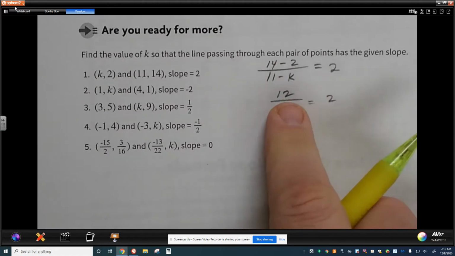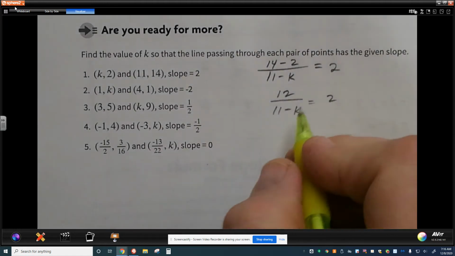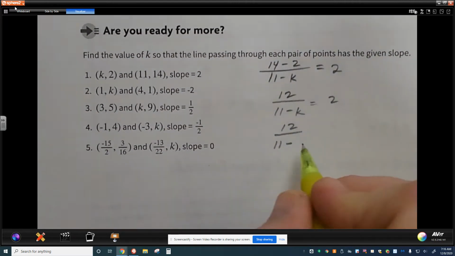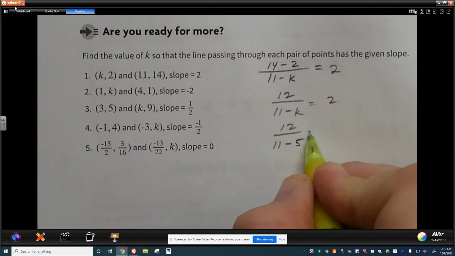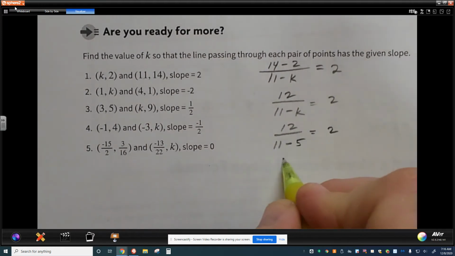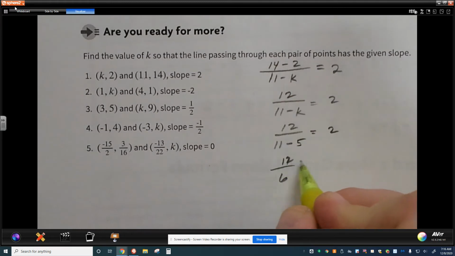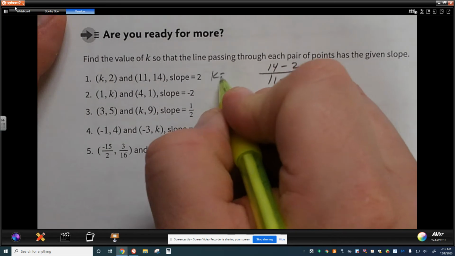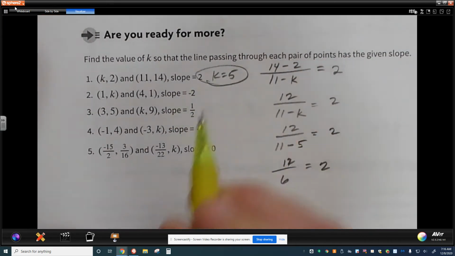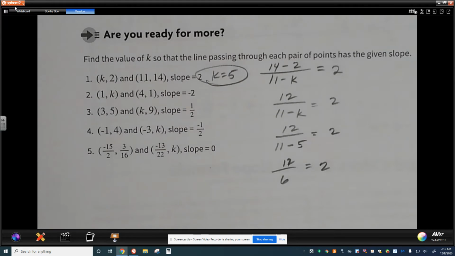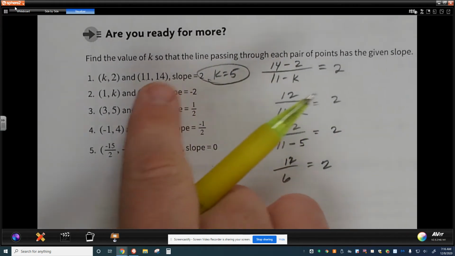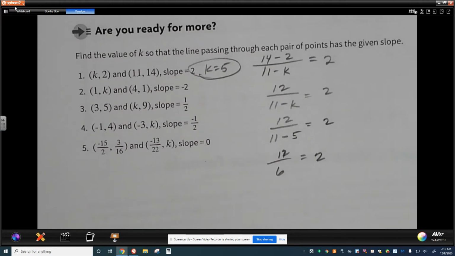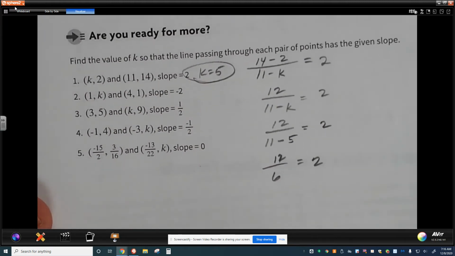I know that 12 divided by 6 is 2, and so I'd have to think about 12 divided by 11 minus what equals 6, and I know 11 minus 5 equals 6, and so I can simply say that 12 divided by 6 is equal to 2. And I know that the value of k in this case is k equals 5. Several different ways to do this, but that's one way to work through it. I want you to challenge yourself on problems 1 through 5 and be prepared to show your work and submit your work for the extra credit to count.